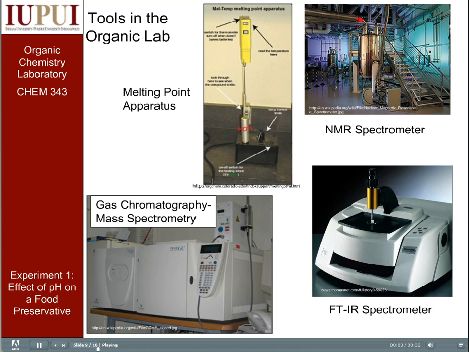So obviously there are some more sophisticated tools than just glassware. These are some of the larger instruments that we'll be using this semester. Melting point apparatus takes advantage of the melting point characteristics of compounds to identify them. And then there will be some others, NMR spectrometers, FTIR spectrometers, and gas chromatography, mass spectrometry, that we're going to be using throughout the first and second semesters.